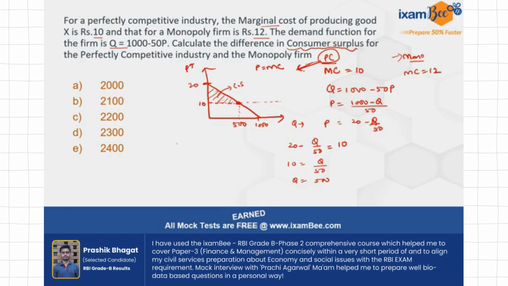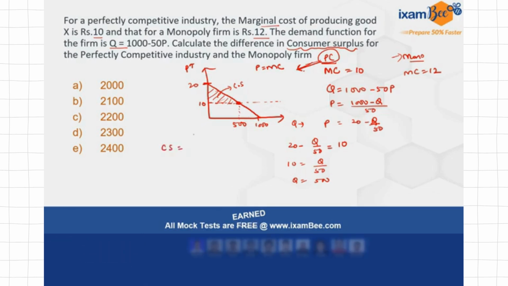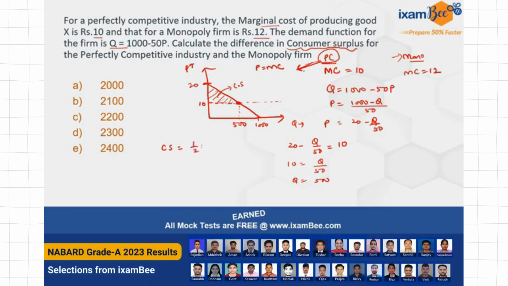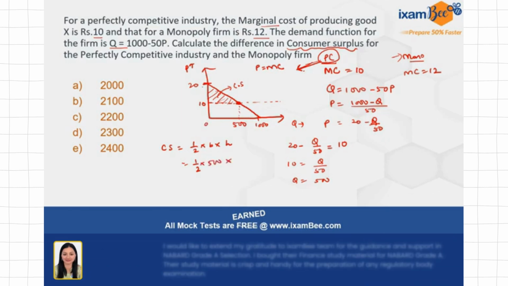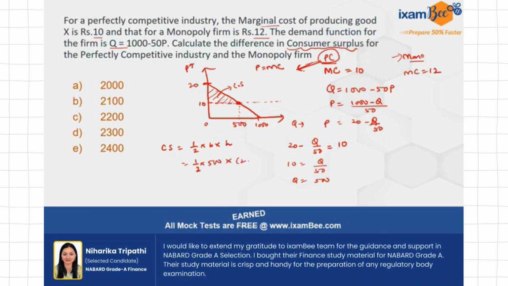Now if I have to calculate this difference, what is it? This is a triangle. So area of triangle is half into base into height. So I have half. What is my base distance? 0 to 500. So this is 500 into height. Height is what? 20 minus 10.